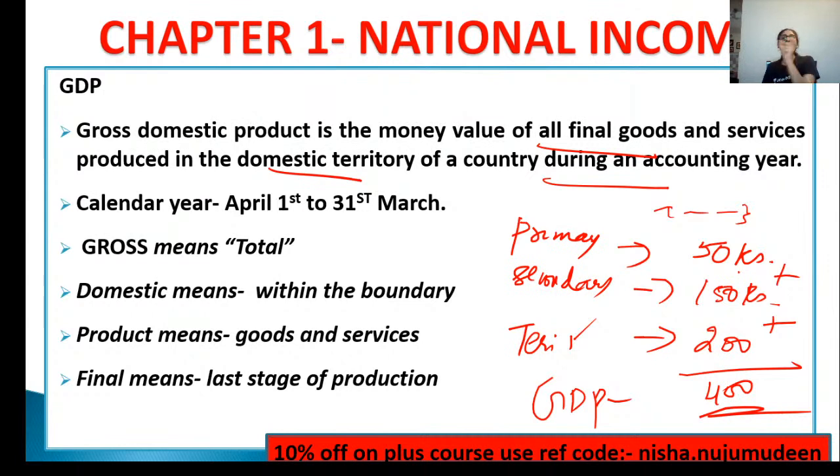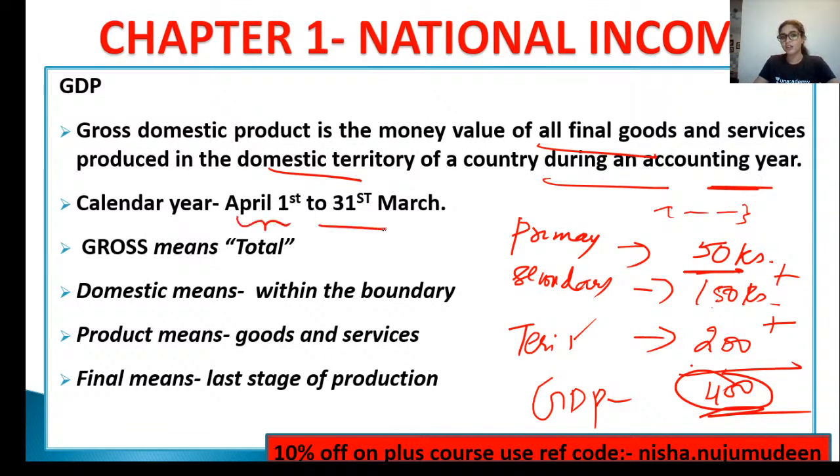It is the final value of goods and services. Very true, right? Though you produce a tomato, onion or whatever, it comes to industry, then it comes to the service sector. Totally it is 400. So it is the final value of what? Goods and services from all the sectors, within the country, whatever has been produced during one particular year. And this accounting year is April 1st to March 31st.